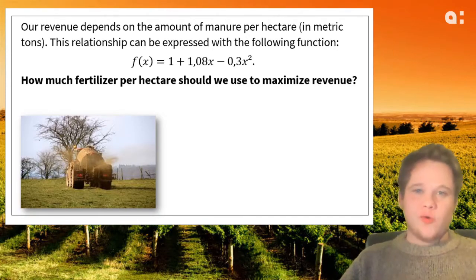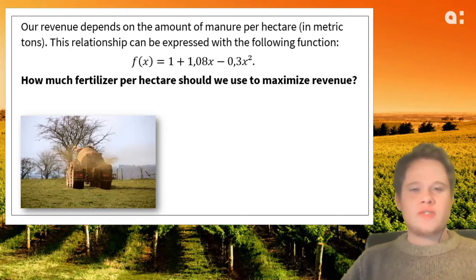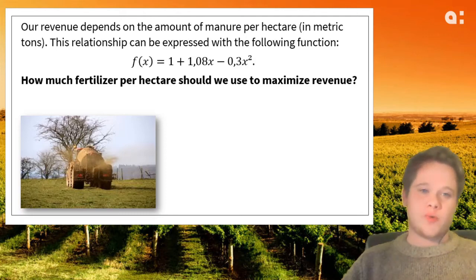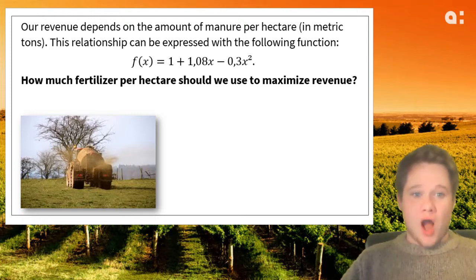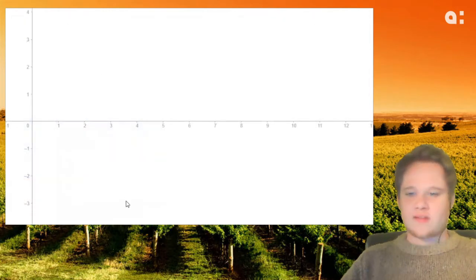Valère read in Le Vin Quotidien that the revenue of thousands of kilograms of grapes depends on the amount of fertilizer used per hectare in metric tons. The relationship can be described with the function f(x) = 1 + 1.08x - 0.3x². He asked me, how much fertilizer per hectare should we use to maximize the revenue? Let's have a look at the graph.